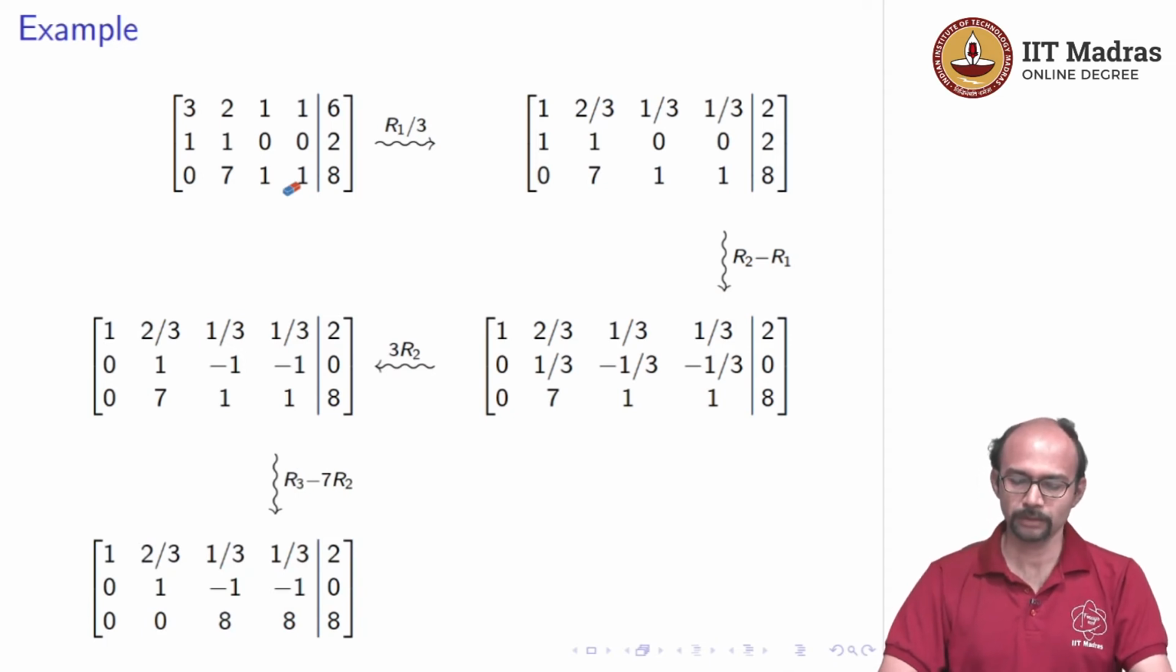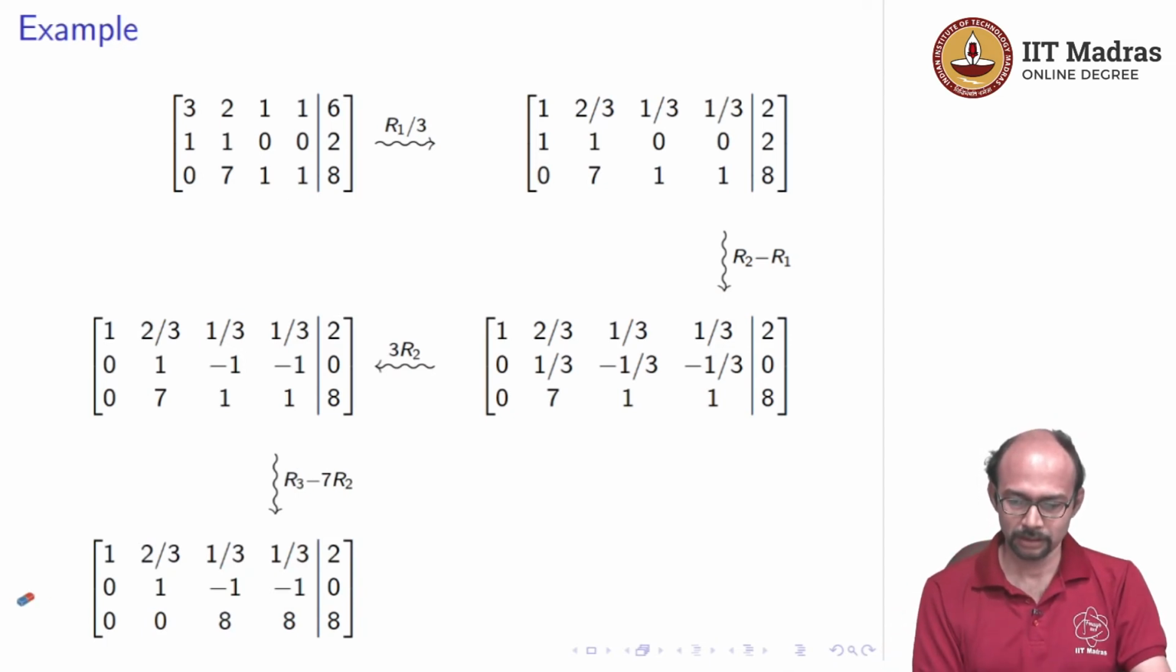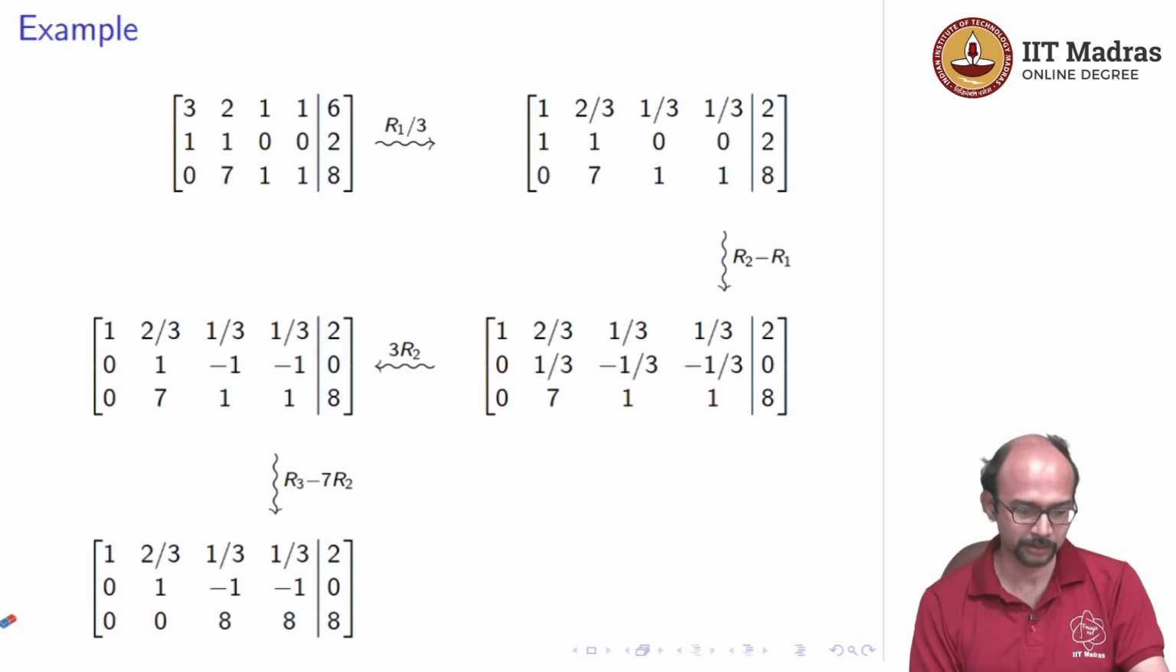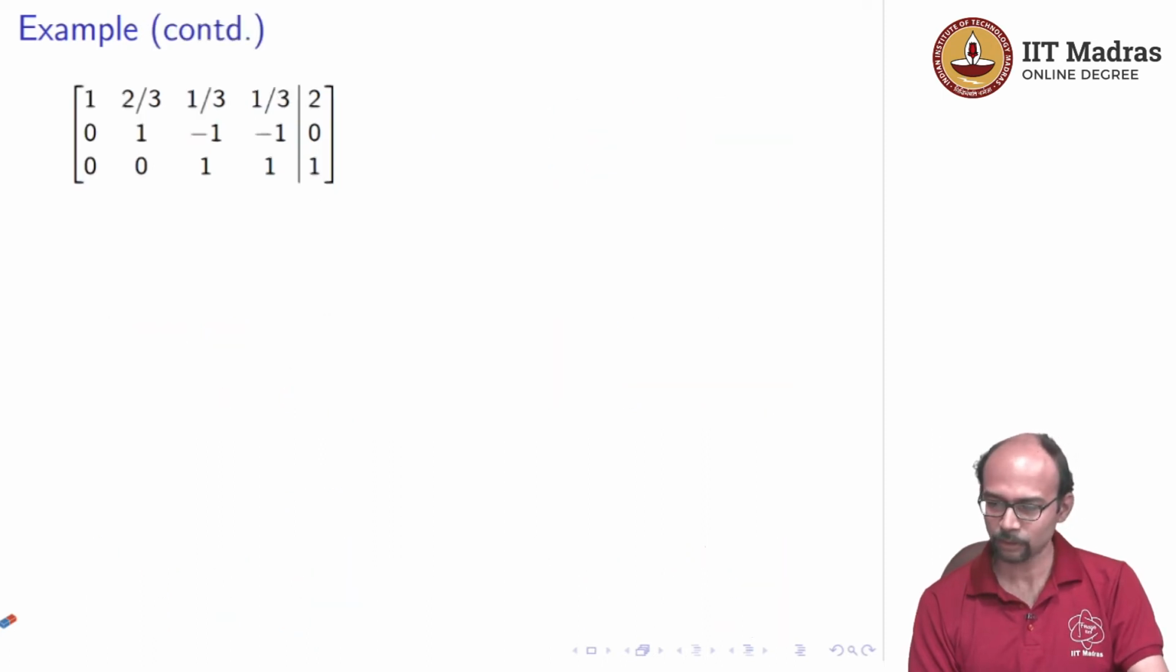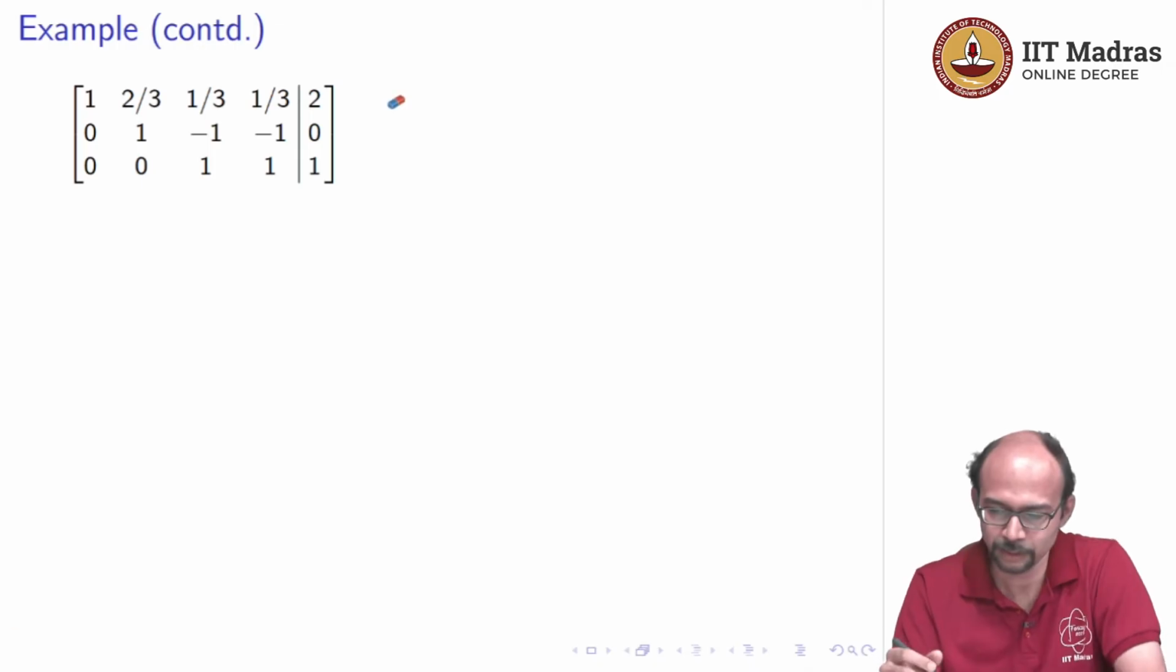Then we cancel out the 0 below that 1 by doing R3 minus 7 R2. Yeah, keep noticing what's happening to the last column, right. We are applying all this on the last column as well. Okay, and then finally we have to get a 1 in the third row now. So we divide by 8, and notice that the 8 in the last column also got divided by 8 and we got a 1. Okay, so let's write down this matrix again, and maybe now I'll finish this calculation.